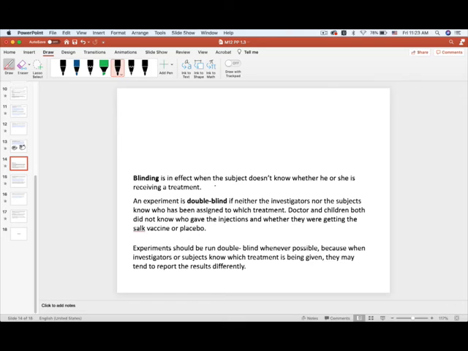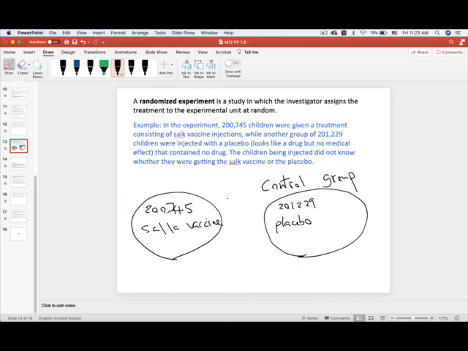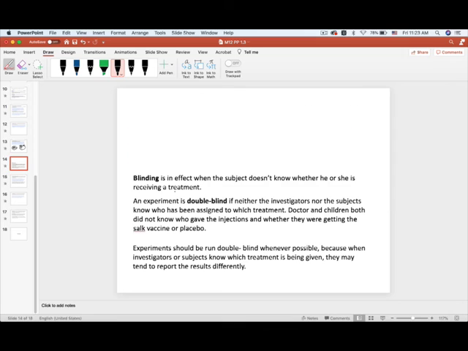Blinding is in effect when the subject doesn't know whether he or she is receiving a treatment. So blinding means whenever they give you the shot vaccine or placebo, you never let the subject know which one they're going to receive. Okay, you never tell the subject you are in the control group or you are in the experimental group. This is called the blinding effect.